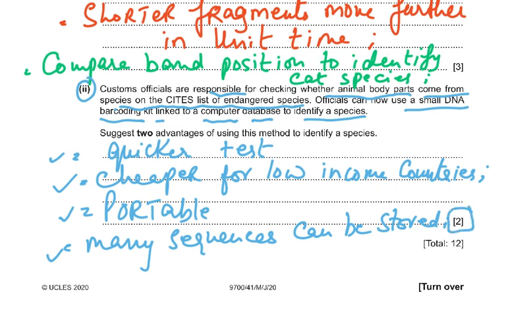You have to give me some sort of information showing the advantages of what they had told you in the question: a small DNA barcoding kit linked to a computer database. So that was all very simple. You would do the test and then compare the barcode, going on the website and comparing it. So it was a very quick test, cheap, portable, and many sequences could be stored.